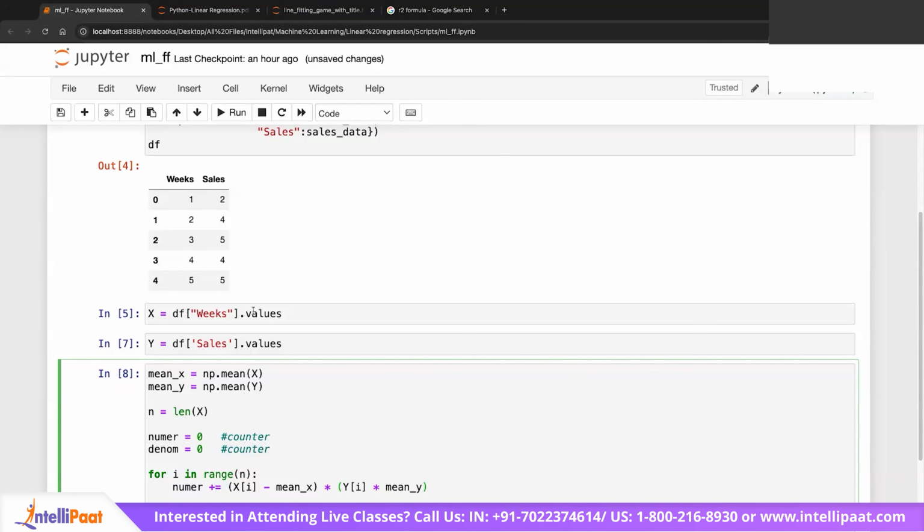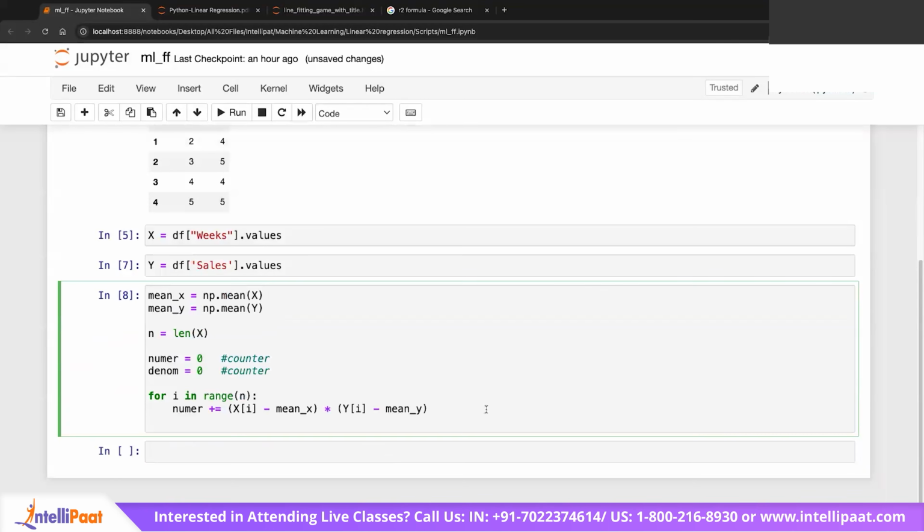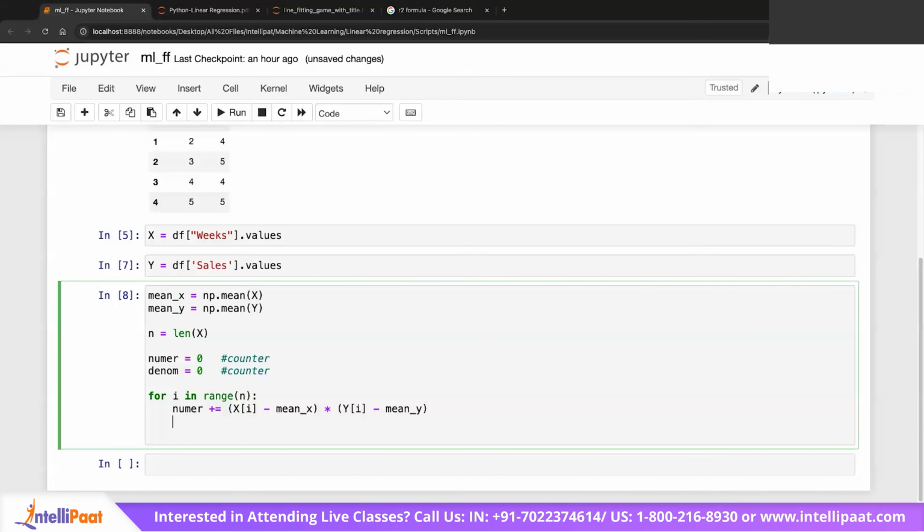I'm sorry. Where did I make a mistake? X minus X bar into, oh, sorry, Y minus Y bar. Yes, sorry. X minus X bar into Y minus Y bar. Correct. Okay. So X minus X bar, Y minus Y bar. The numerator is done. What do we need to solve for next?